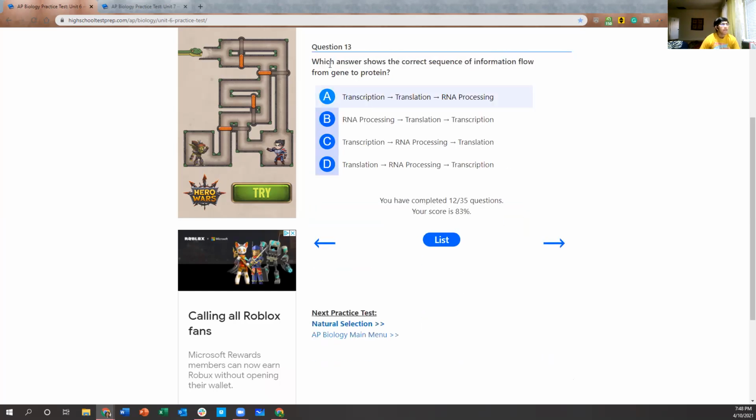Okay. Which answer shows the correct sequence of information flow from gene to protein? So we talked about this. We have replication, then we have transcription. After transcription, we have RNA processing in eukaryotes, and then translation.